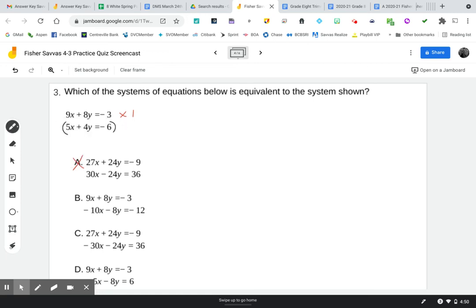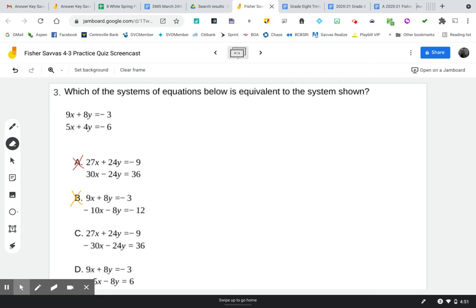So if I multiply this entire equation by negative 2, that would give me negative 10x minus 8y is equal to 12. All right, let's go look. So I have negative 10x minus 8y, but look, I have a positive 12, not the negative 12 that they give me there. So that means that B is not correct either, because I'm not multiplying by the same constant. So B is not correct. All right, so let's try C.